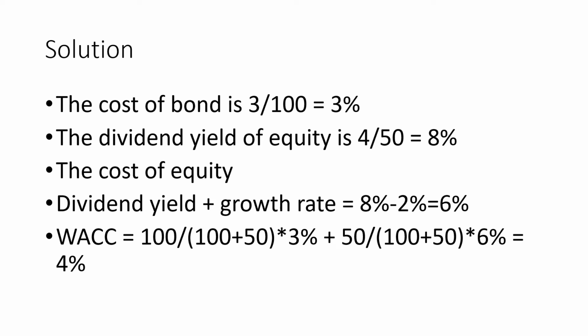WACC is equal to 100 divided by 100 plus 50, this is the weight of debt, times 3%, this is the debt discount rate, plus 50 over 100 plus 50, this is the weight of equity, times 6%, this is the cost of equity. The answer is 4%.